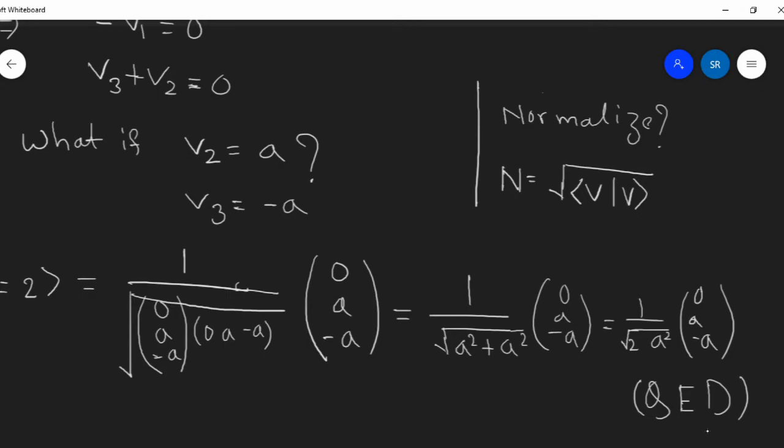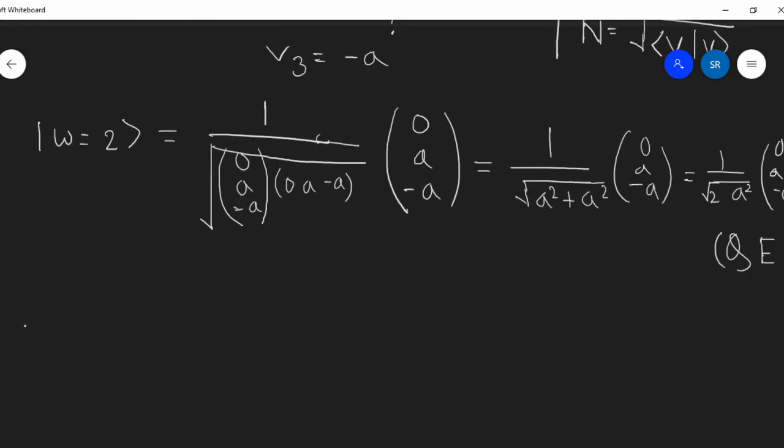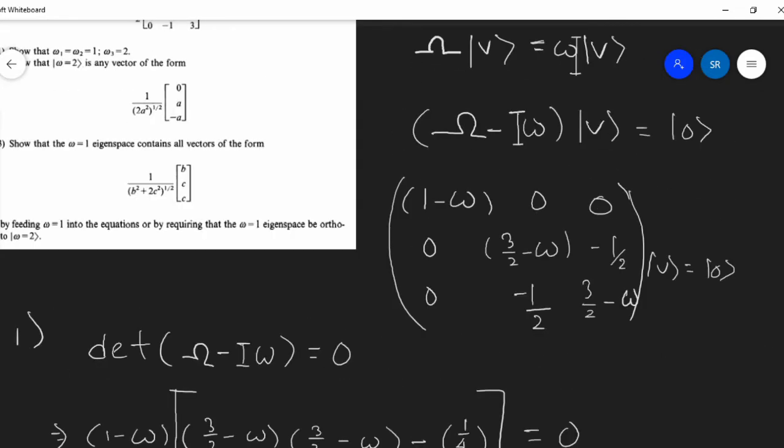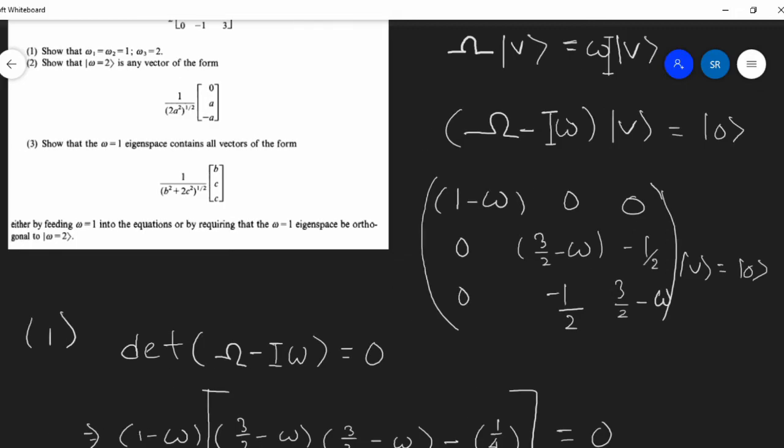Awesome. Now what do you do right now? Simple. We go back to the question and see what we need to deal with for the third question. Anyway, so the third question is, show that the omega equals 1 eigenspace contains all vectors of the form this.